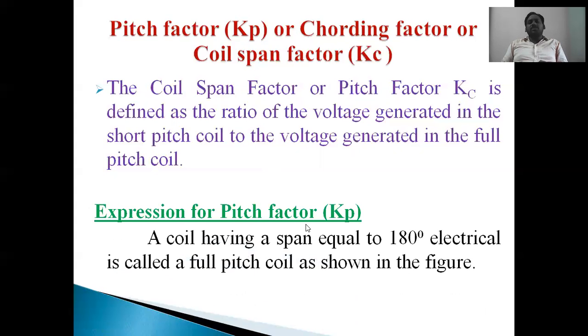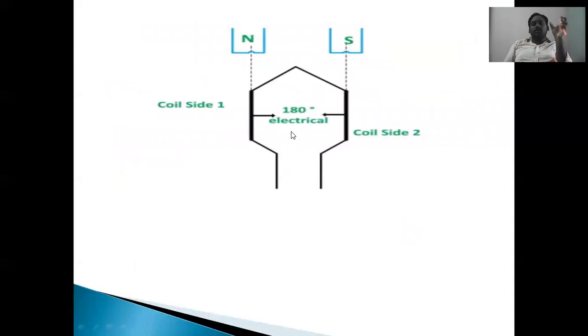Now we will see the expression for the pitch factor Kp, or Harding factor, or coil span factor. To determine the expression, first we have to consider the full pitched coil. In a full pitched coil, the coil span of a coil in a slot is equal to the pole pitch of any two adjacent poles. See, this is a full pitched coil, if you can observe that.